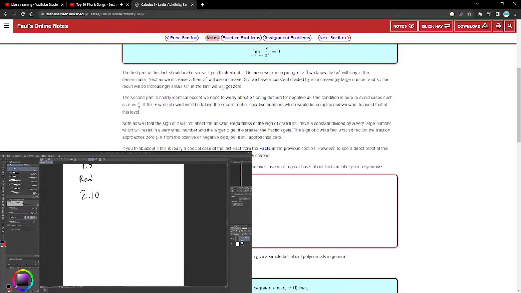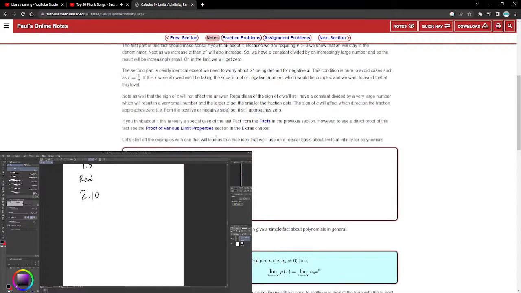The second part is nearly identical, except we need to worry about x to the power of r being defined for negative x. This condition is here to avoid cases such as r equals one half. If this r were allowed, we'd be taking the square root of negative numbers, which would be complex, and we want to avoid that at this level. Note as well that the sign of c will not affect the answer.